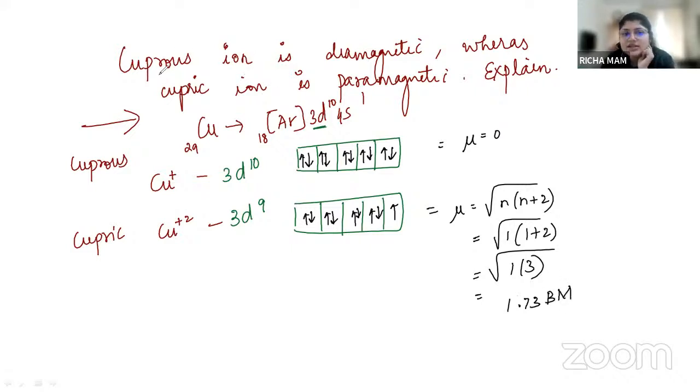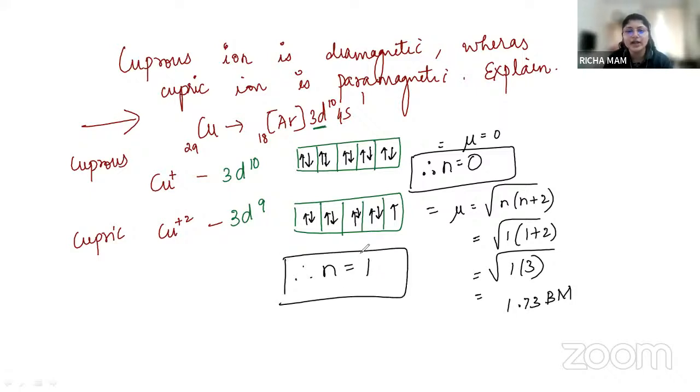So what is asked? Cuprous ion is diamagnetic, whereas cupric ion is paramagnetic. Why? Explain what is the reason. Because in cuprous ion the number of unpaired electrons is 0, and in cupric ion the number of unpaired electrons is 1. Therefore, cupric ion is paramagnetic in nature. Yes, Shri Varuni has answered correctly: because there is one unpaired electron, and in Cu+ the d shell is filled. Good, very good. So like this, you have to explain. Questions are asked like this.